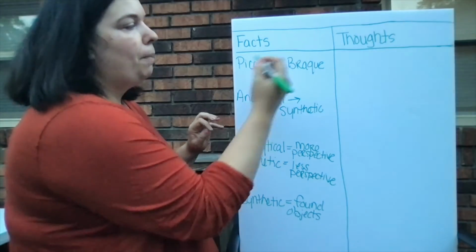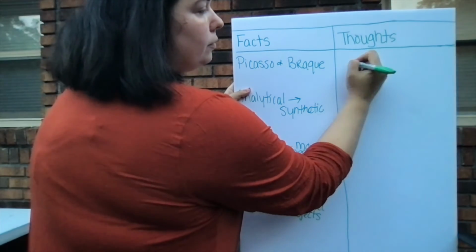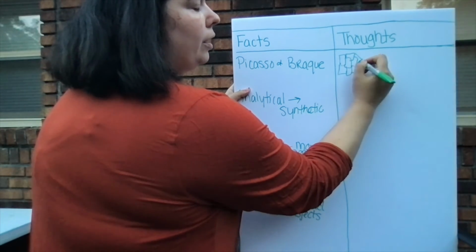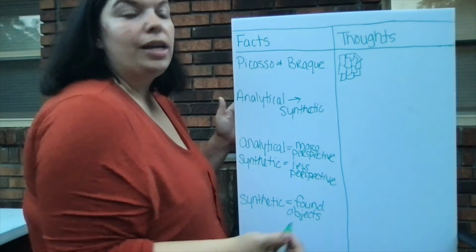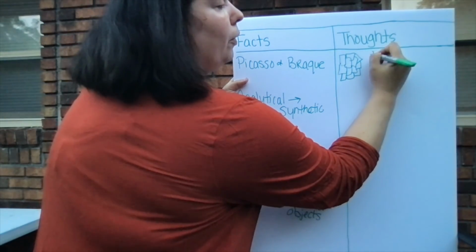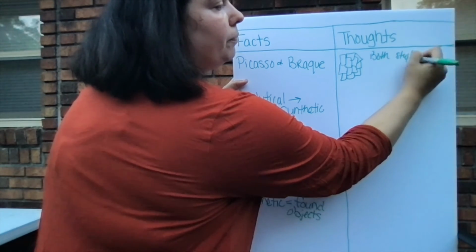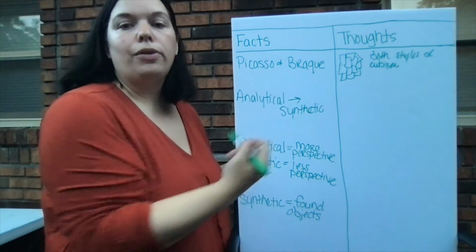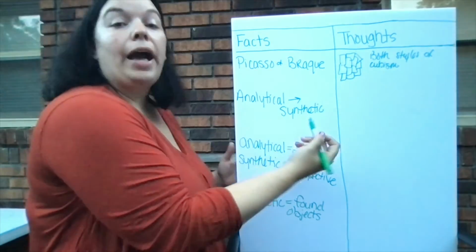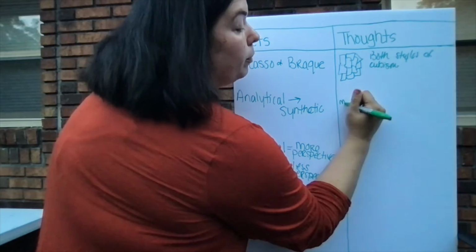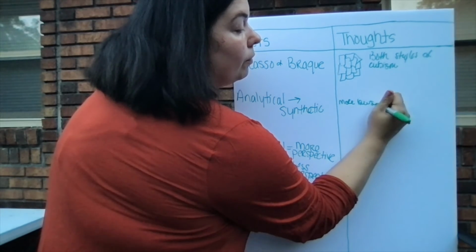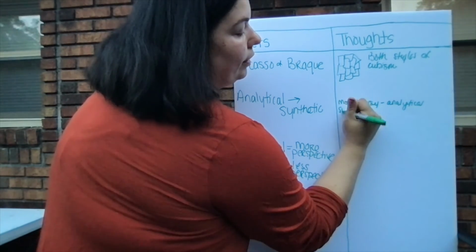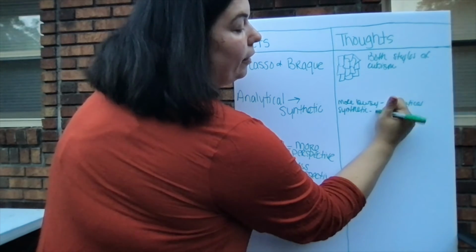So the thoughts I'm going to put for my Picasso and Braque, I might draw some cubes, okay, with lots of planes, so that I would know that I have a geometric composition here, okay? And then for Picasso and Braque, I'm going to put that they are both styles of cubism, so that I know that they dabbled in both of those styles, okay? And then for analytical and synthetic, I might put that analytical is more busy. And then for synthetic, I would put that it is more realistic.